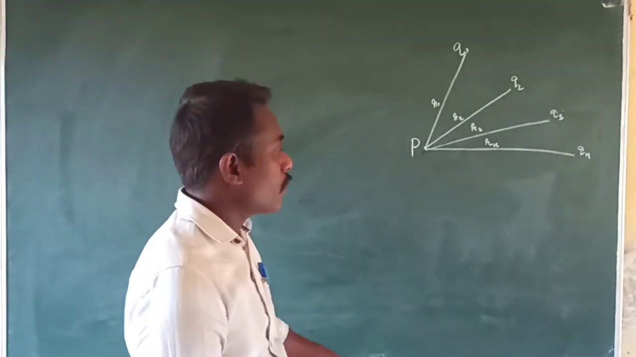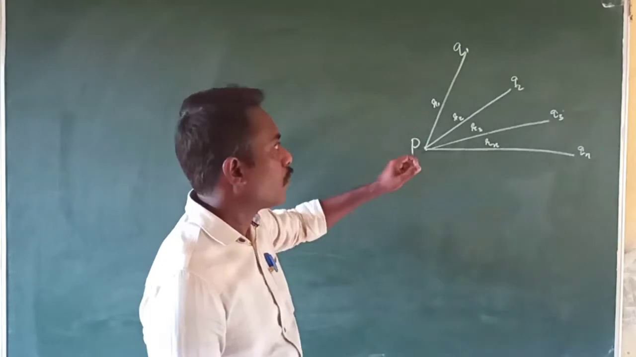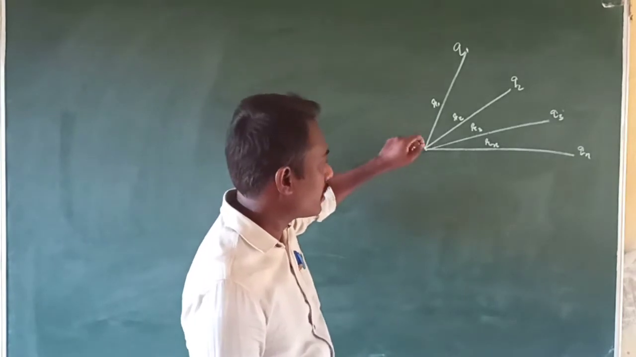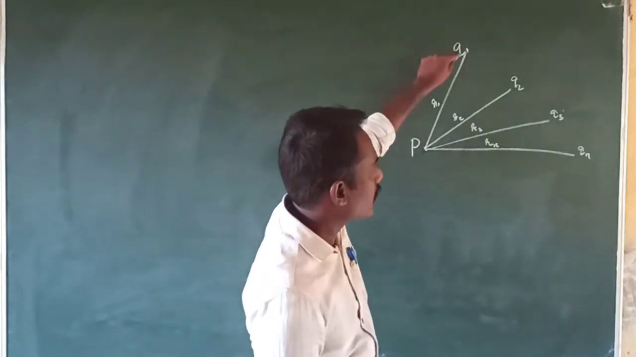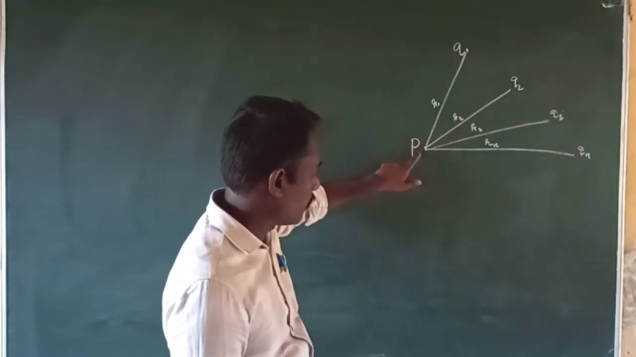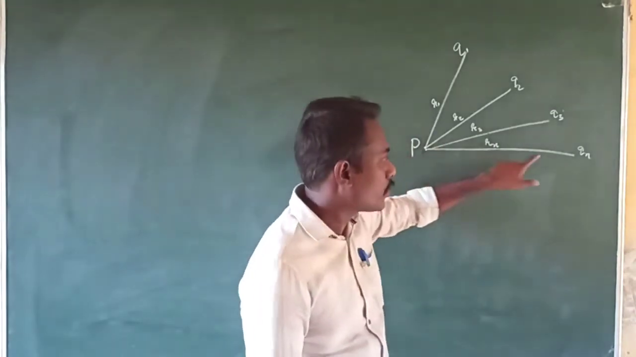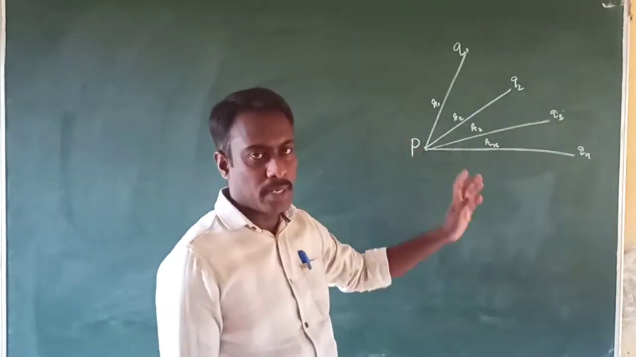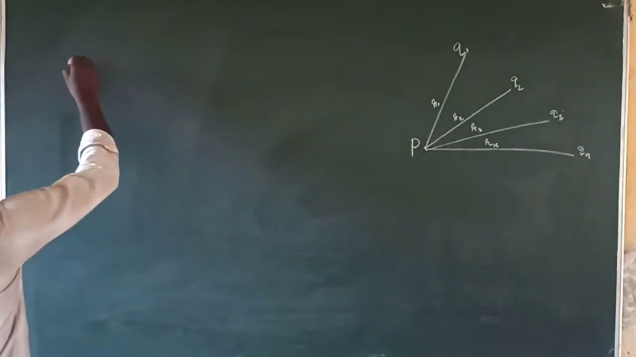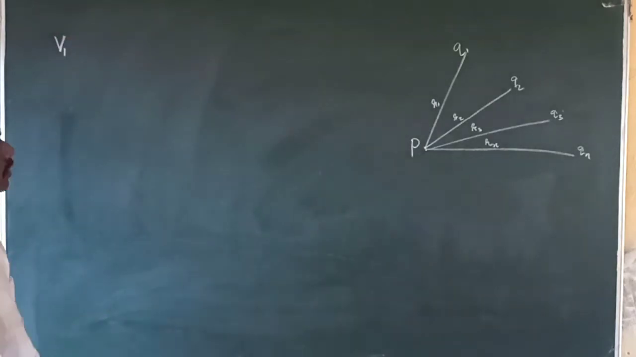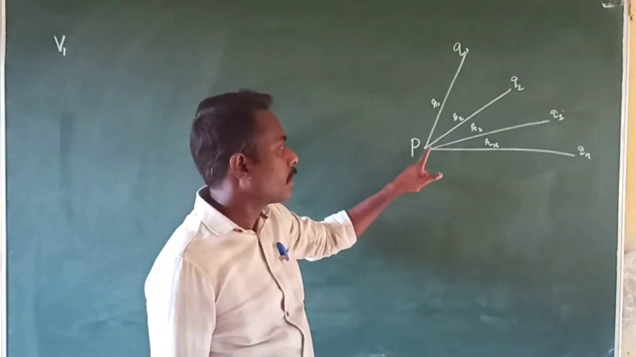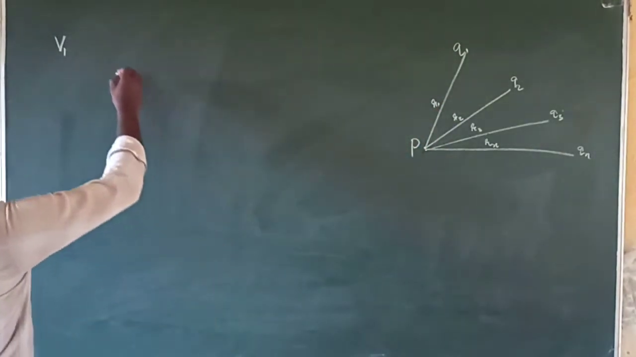In order to find the potential, first of all we need to calculate the potential of point charge Q1 at the point P, and again Q2 at the point P, Q3 at the point P and Qn at the point P separately. So let us find the first potential. The potential of charge Q1 at the point P can be represented by V1.